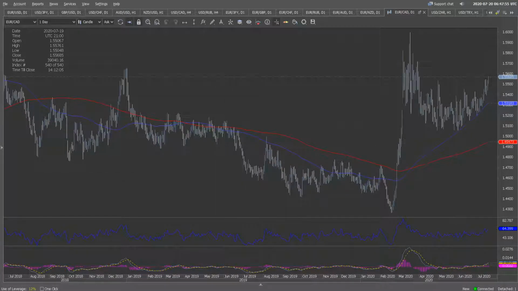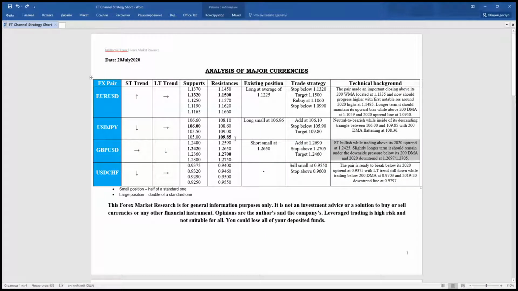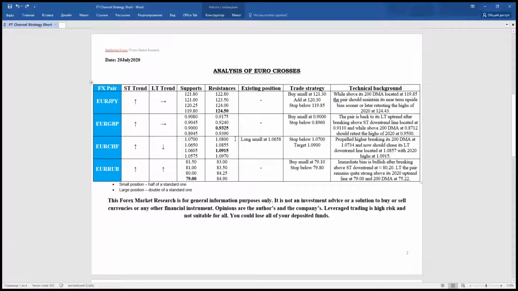Also, let's speak about the fundamental picture in the currency. Friends, let's first go back to our analysis strategy, and also speak about the economic calendar of today. Okay, so analysis. Let's speak about the euro crosses. Our strategy is to buy on dips euro yen, euro sterling. We still have a small long in the euro Swiss once again, and it's time to buy the euro ruble as well, because the Russian ruble is looking particularly weak at the moment. But that's of course a topic for another video, another discussion.